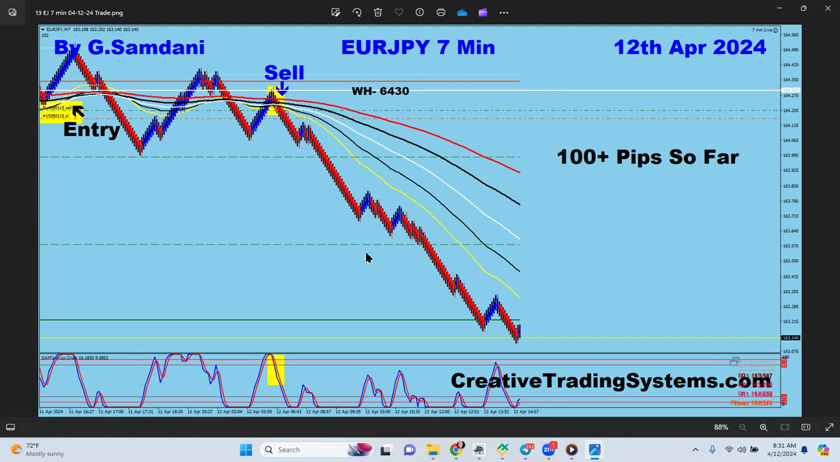So I found it a very, very good example. I said, well, let me just show you practically exactly what it is. I showed you that USD yen trade that I took, right? But I just closed this one today, right now, here. Euro yen, 7-minute chart. I closed it here for 100 pips. This is the entry. You see that?